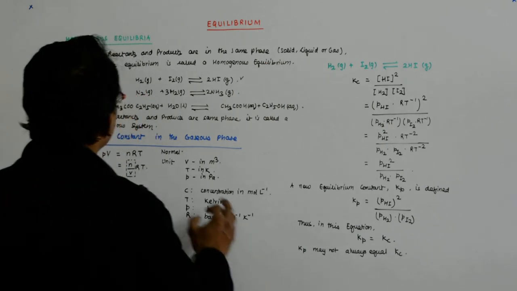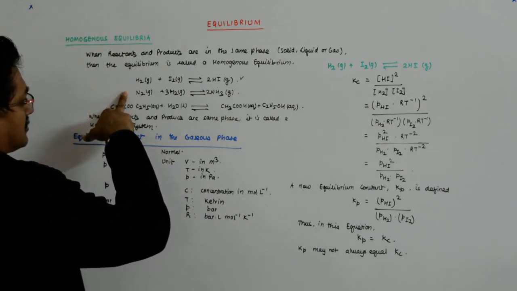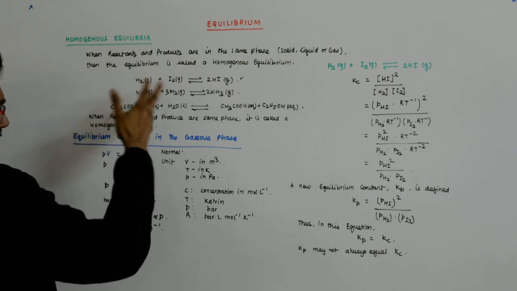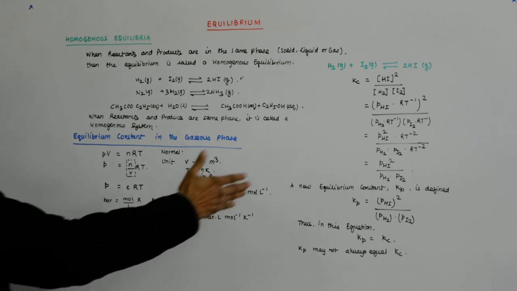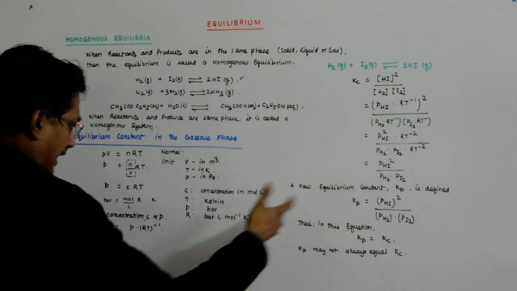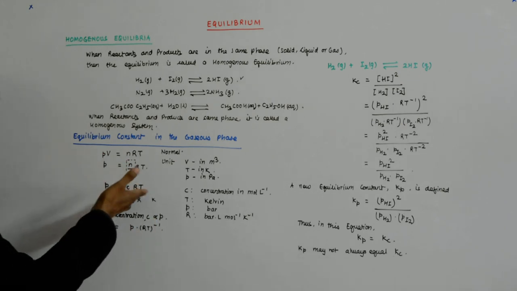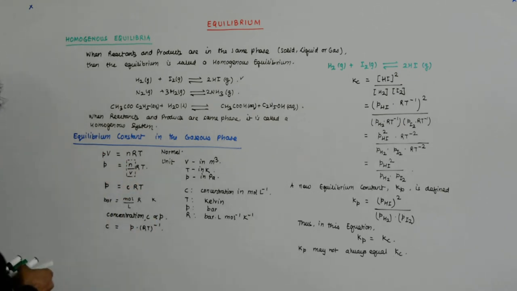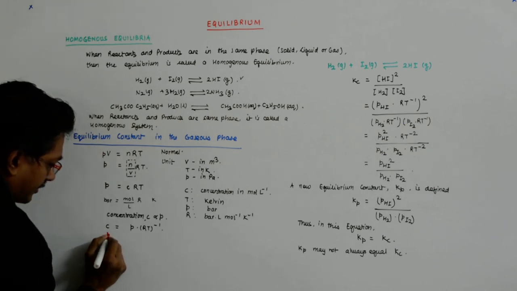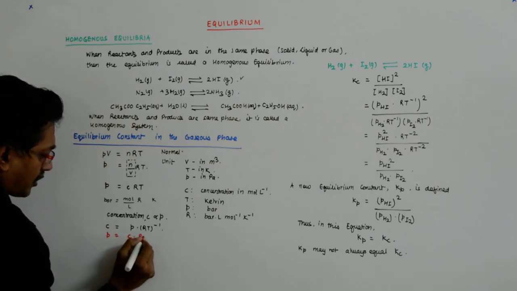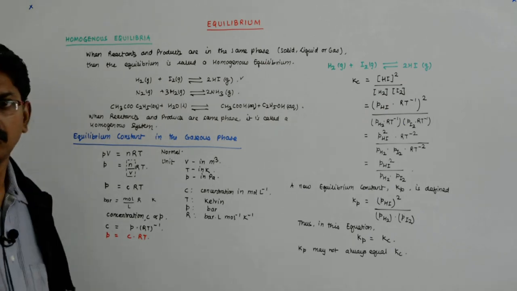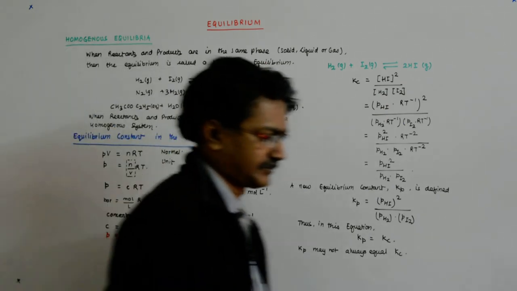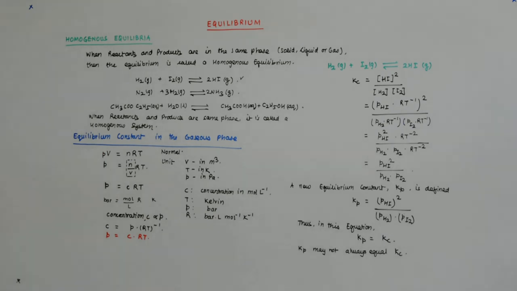So the next reaction we pick up is this. Let us write the Kc and Kp. Instead of writing this, understanding this as this, you can start with Kp and go to Kc. You can use either, right? P is equal to C into RT, or C is equal to P into RT to the power minus 1. Does not make any difference at all. Fine? So what do we do? Start writing.